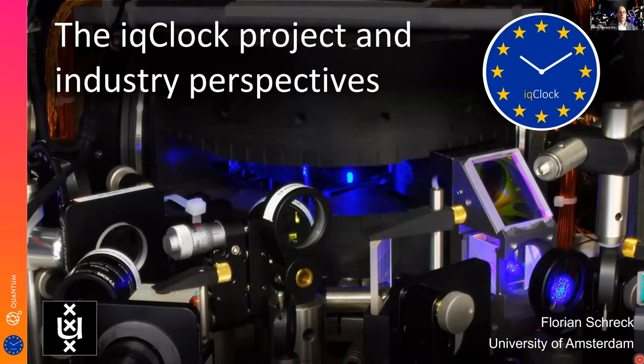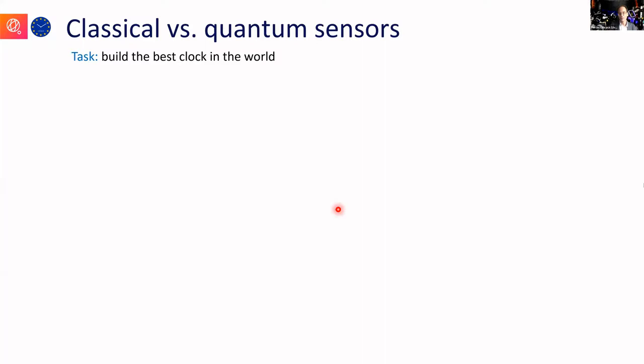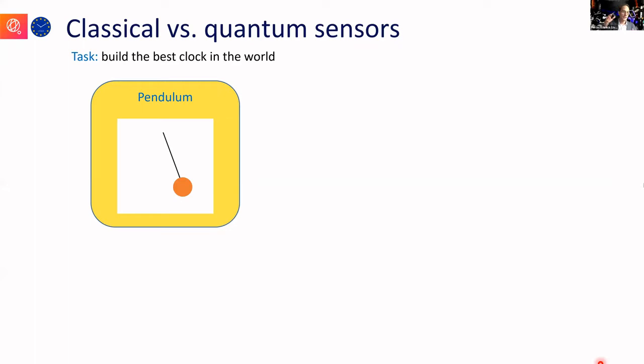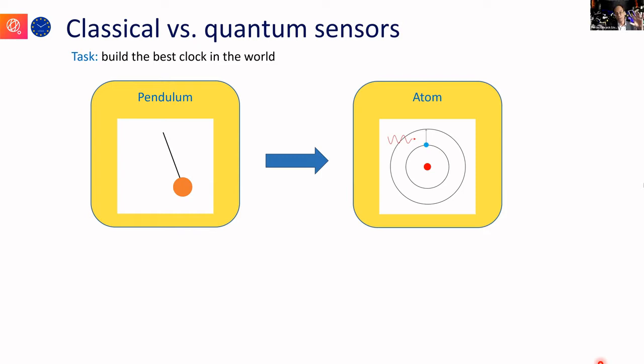Now, before explaining optical clocks, I want to take a step back and compare quantum sensors with classical sensors. Imagine you live a few hundred years ago and the king orders you to build the best clock in the world. Then you will probably use a pendulum as your frequency reference, which is a big man-made object. And you can never build two pendula which tick at exactly the same frequency. And if because of that, one day the king is late for his appointment with the queen, then you have a problem.